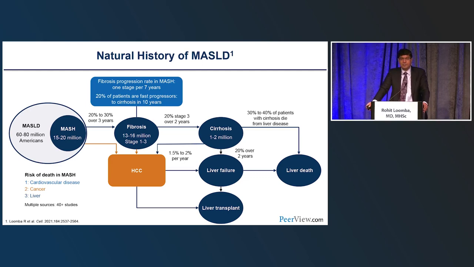In patients who have cirrhosis, the risk of hepatocellular carcinoma in MASLD is about 1.5 to 2%. And once you develop cirrhosis, 30 to 40% of these individuals may die due to liver disease over the next 5 to 10 years. And therefore, MASLD is now becoming an important etiology for liver transplantation, both in men and women.